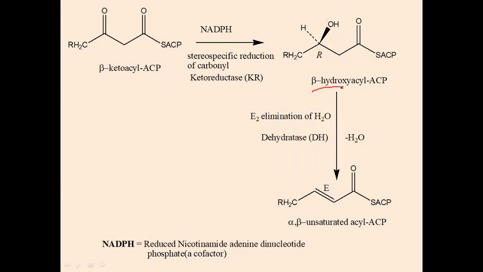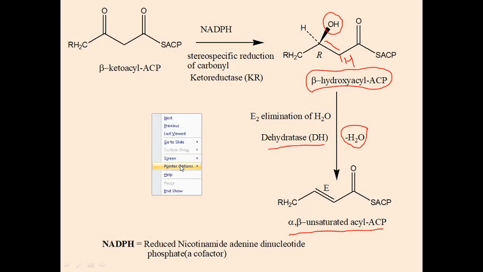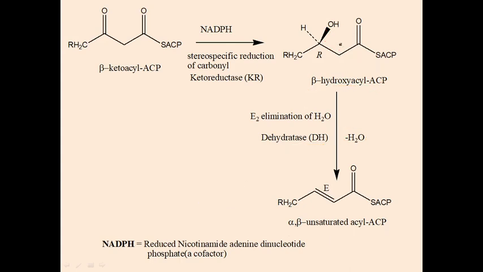After formation of this beta hydroxyacyl ACP, the next reaction that occurs is a dehydration reaction. A water group gets removed from that group, and the product formed is alpha beta unsaturated acyl ACP. You can see here is a hydroxy group, and one hydrogen gets removed from here, and here a double bond will be created. The removal of this oxygen and hydrogen is also a stereospecific removal, and the new product has E configuration.